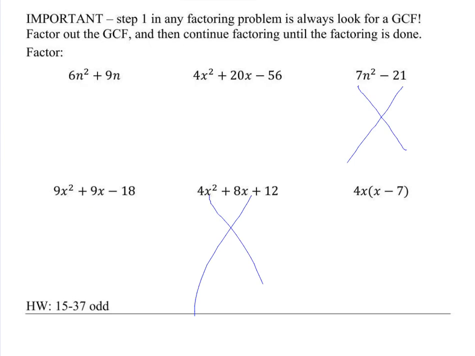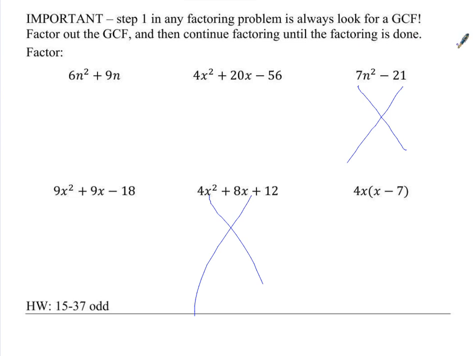Okay, we're skipping those two problems, and this is an important concept right here. Anytime you're doing a factoring problem, the first thing you need to do is look for a GCF. GCF means greatest common factor. You find the GCF. If it's something other than 1, you factor it out, and then you write what's left over. And then you continue factoring if there's more factoring to do. And you will continue factoring until all of the factoring is done.